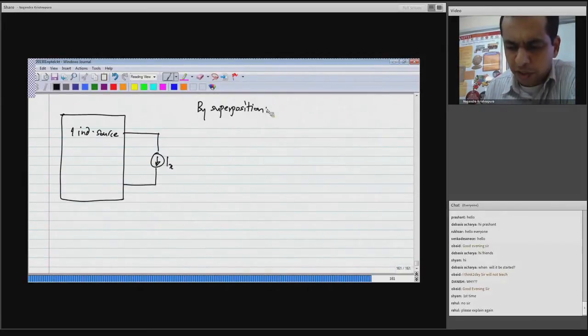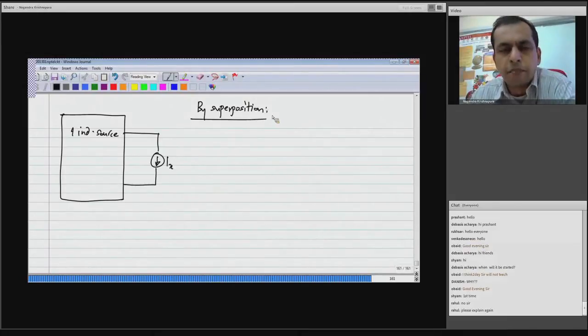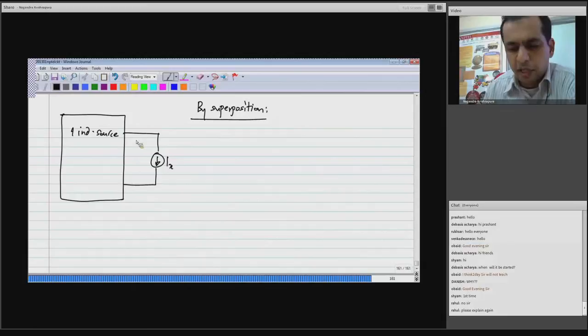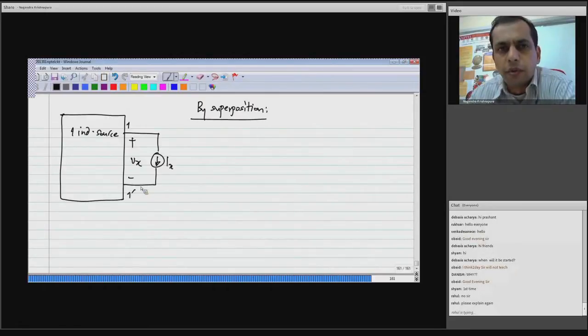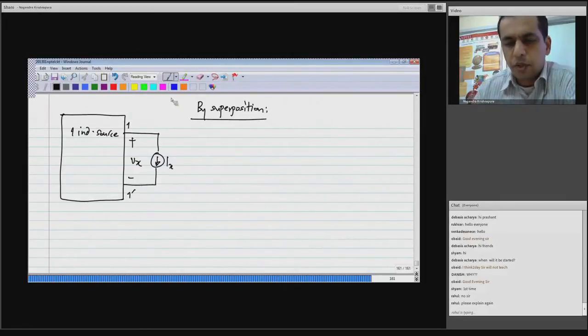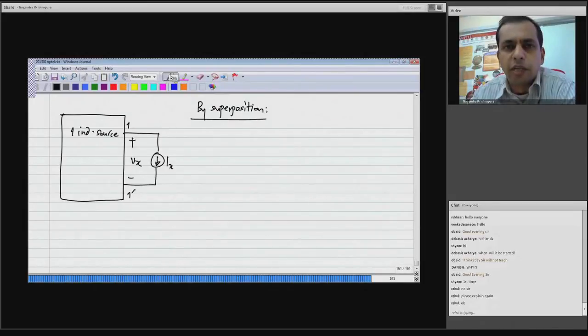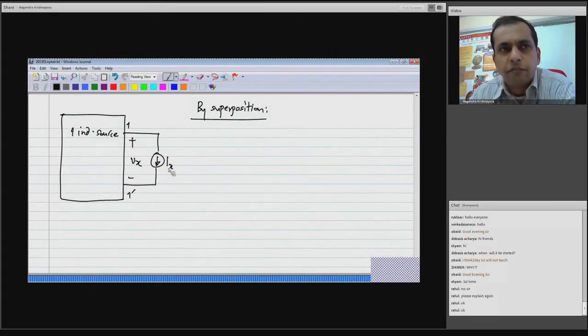what is the meaning of superposition? If you have a number of independent sources in a circuit, and you want to find a certain quantity, let's say this Vx at these terminals 1 prime, then you can analyze the circuit with each independent source activated at a time. You set all the independent sources to 0 except one of them, and find the value of Vx from that one. Next you take the next source and set that one to a non-zero value and everything else to 0, then find the Vx from that. Do this for all independent sources, you will get a number of different values of Vx, and you add all of them up, that will be the value of Vx with all the sources active.